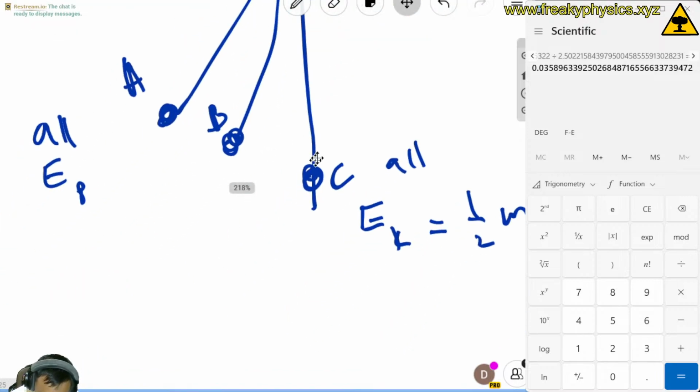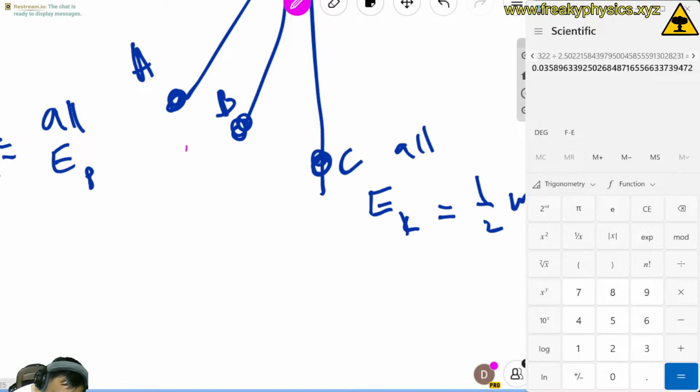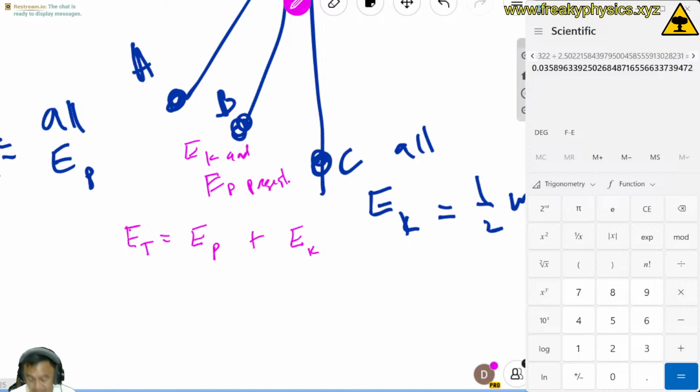Now let's go to this last part, position B. Here you have both kinetic and potential energy present. Is it half-half? Not necessarily. I could put position B here, or I could put position B right here, anywhere in the middle of the path. Even though it's not half-half, we can do it like this. The total energy is just going to be equal to potential plus kinetic, again just from conservation of energy.